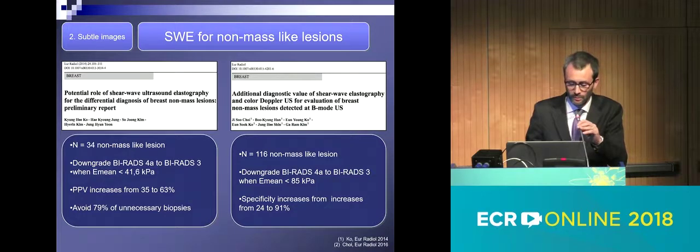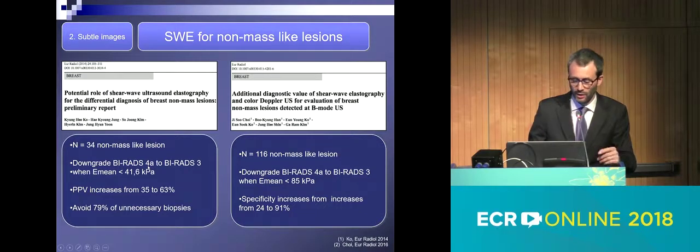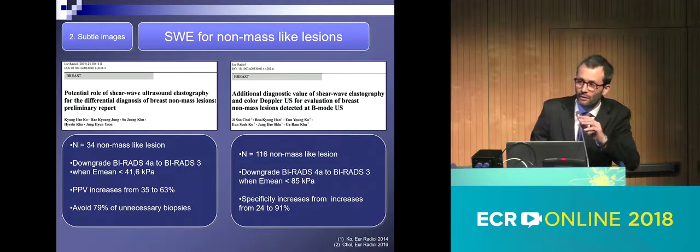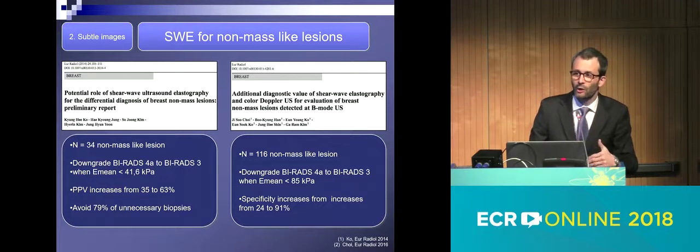And it has been shown in two different publications, two retrospective studies, in which the authors evaluated shear-wave elastography for non-mass-like lesions, so subtle images. And they decided to downgrade BI-RADS 4A images to BI-RADS 3 if they had softness on shear-wave elastography. You can note here that the thresholds in these two studies were really different. But anyway, the two publications showed that they really increased positive predictive value or specificity of the technique. And therefore, they concluded that shear-wave elastography allowed them to avoid a high proportion of unnecessary biopsies.